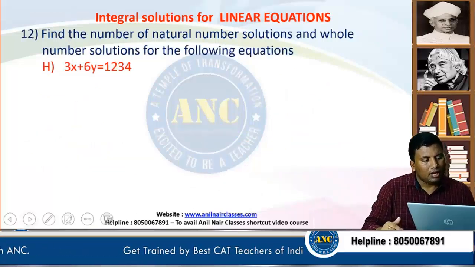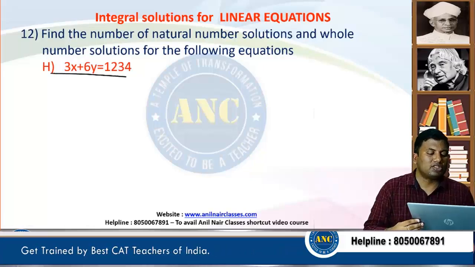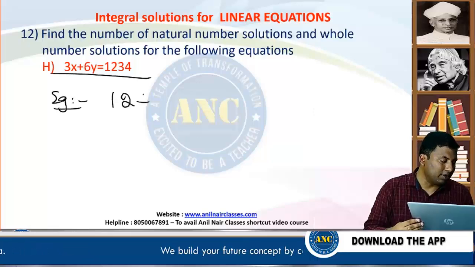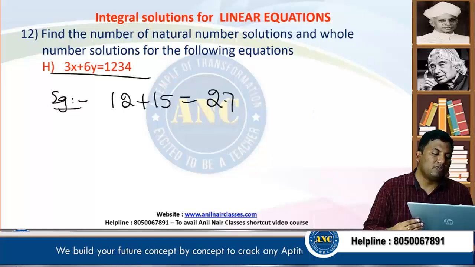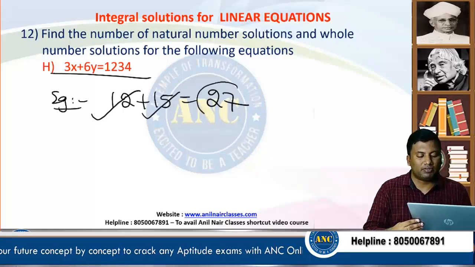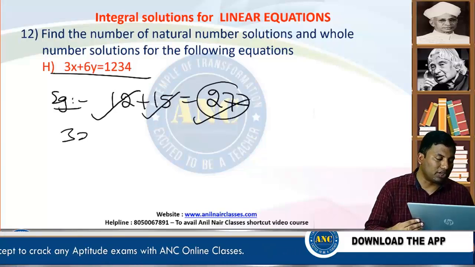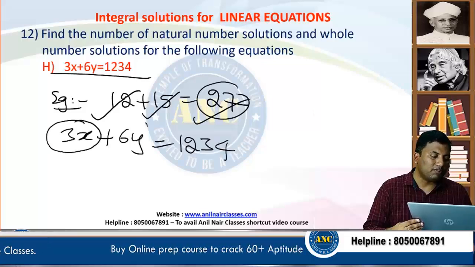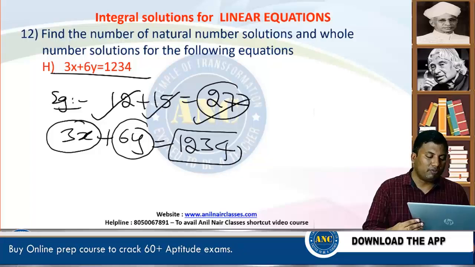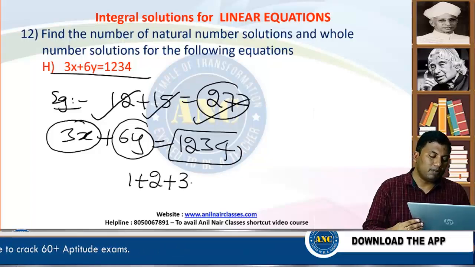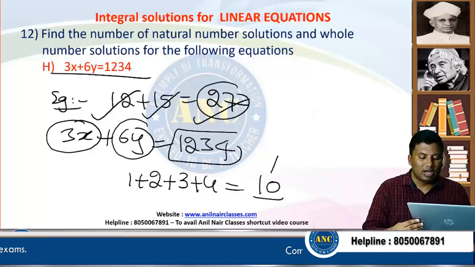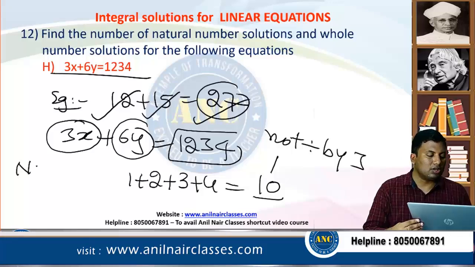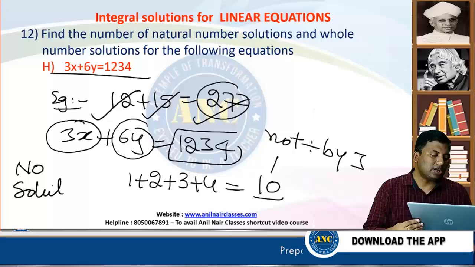Next one. Another beautiful question. 3x plus 6y equivalent to 1234. Example: 12 plus 15 is 27. This is a multiple of 3, this is a multiple of 3, and 27 is also a multiple of 3. 3x plus 6y equals 1234. This is a multiple of 3, this is a multiple of 3. 1234: the divisibility rule of 3 is that the sum of the digits should be divisible by 3. 10 is not divisible by 3. Answer is no solution.